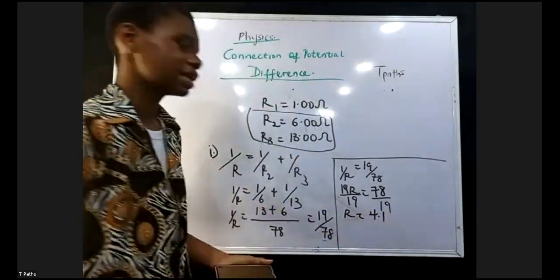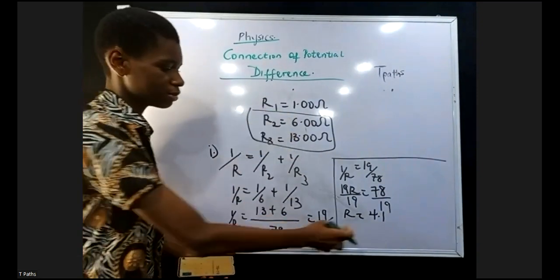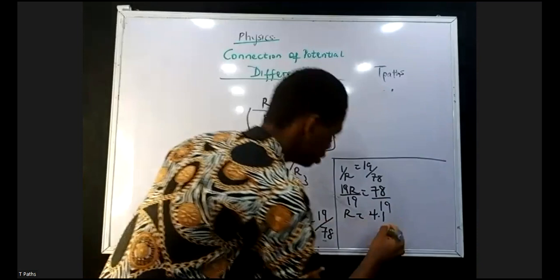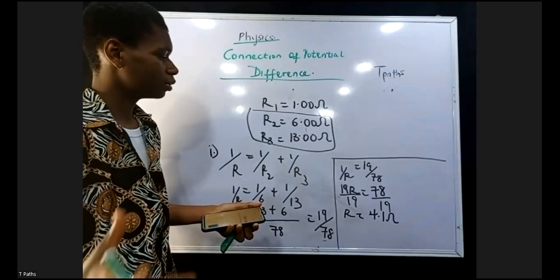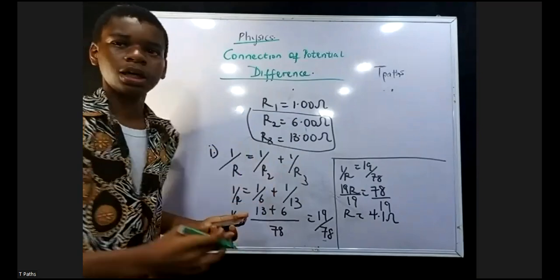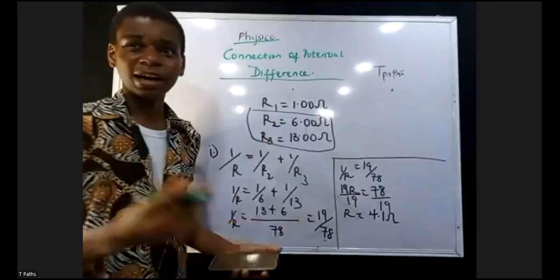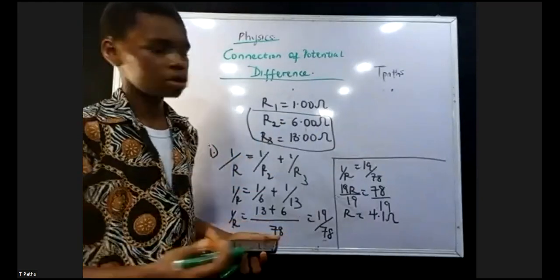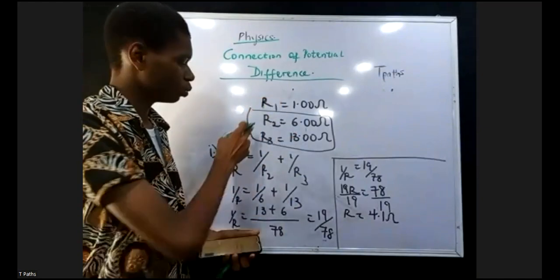Since I'm calculating equivalent resistance, my unit is going to be ohms, which means the equivalent resistance of the resistors connected in parallel, in my example R2 and R3, is 4.1 ohms. Now I'm not done. The question says find the equivalent resistance of the connections in the circuit. I have 3 resistors, so it remains R1, and R1 is connected in series to both R2 and R3.